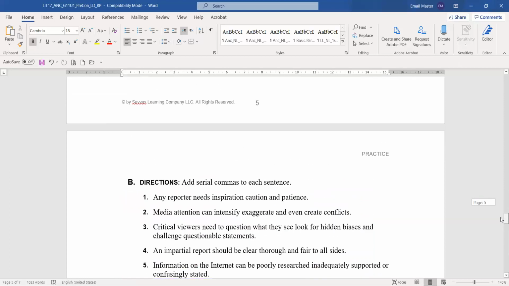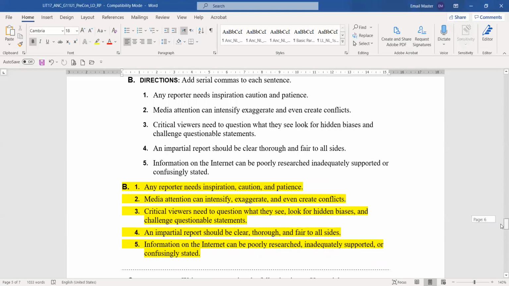Part B, it says add serial commas to each sentence. So we're going to put commas here. This is how it looks. Any reporter needs inspiration, caution, and patience. Media attention can intensify, exaggerate, and even create conflicts.